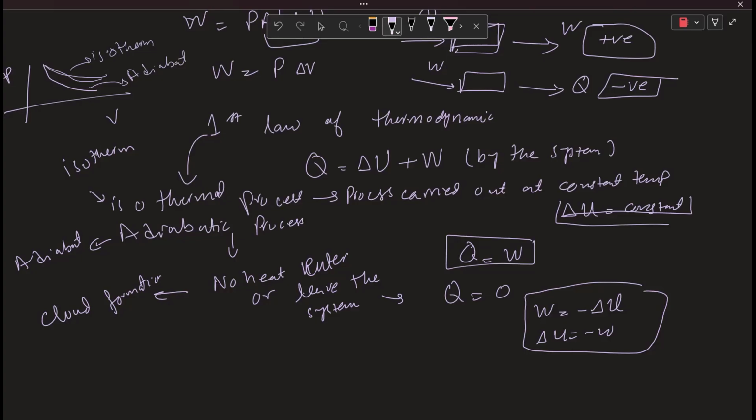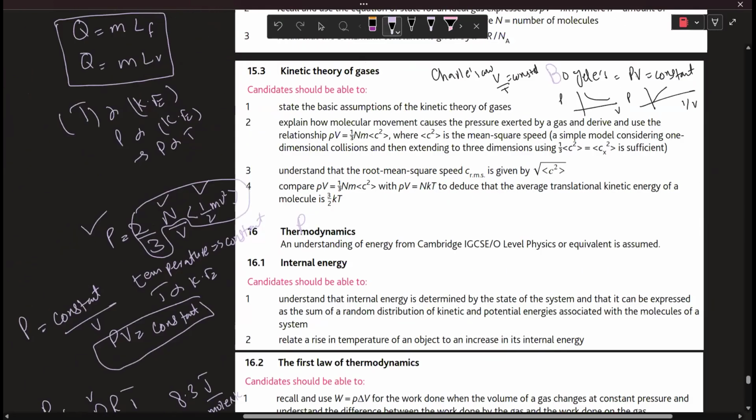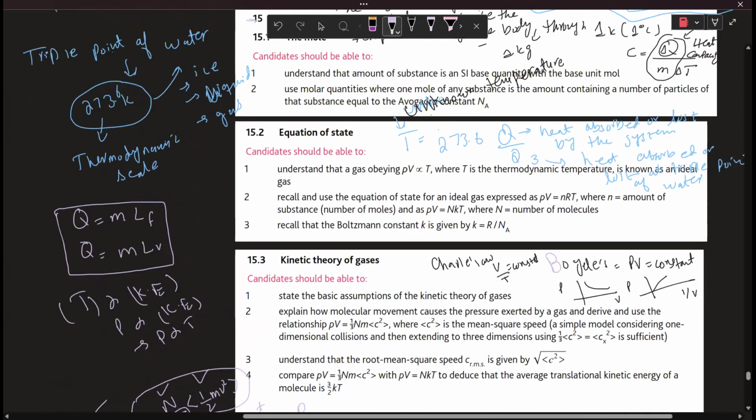Cloud formation, expansion and compression of air through which sound travels also happen according to the adiabatic process. And if we discuss the sudden escape of air from a tire, that also comes under adiabats. So let's get back to the syllabus part.